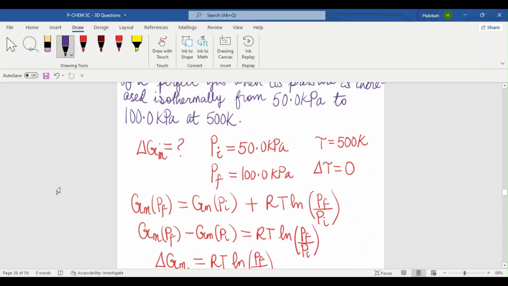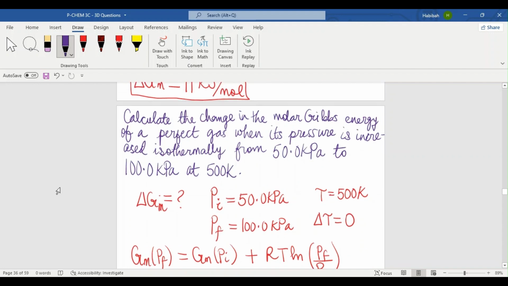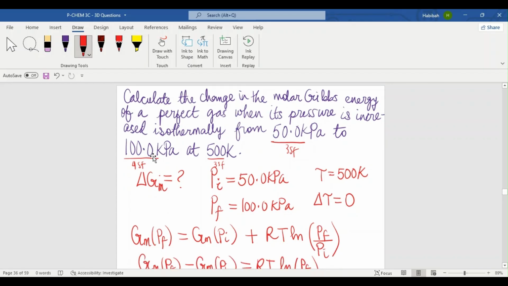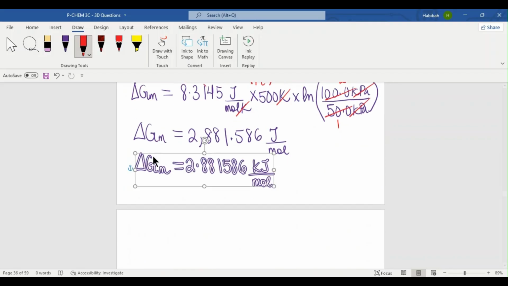Now, we're still not done, because we're also chemists and we like to make sure we have the proper number of significant figures for our final answer. So we go back to our work. We have 50.0 kilopascal, which is three sig figs. We've got 100.0 kilopascal, which is four sig figs, and we have 500 Kelvin, which is three sig figs. The rule in chemistry is that we pick the lowest number of significant figures based on the information we're given in our question, and we use that to determine the number of sig figs for our answer. So we have to actually do this in three sig figs.